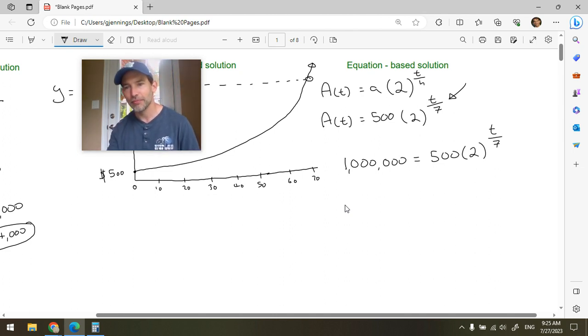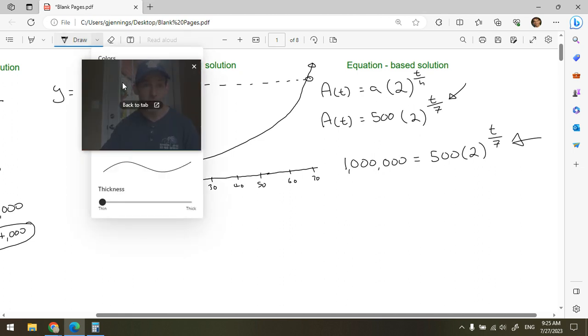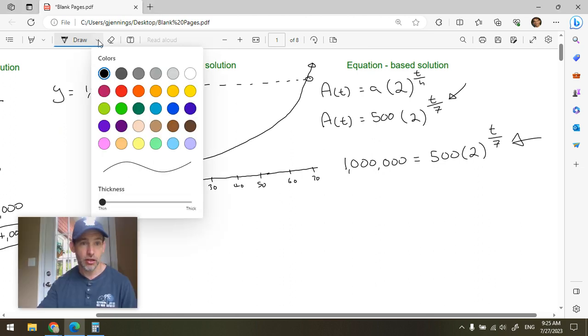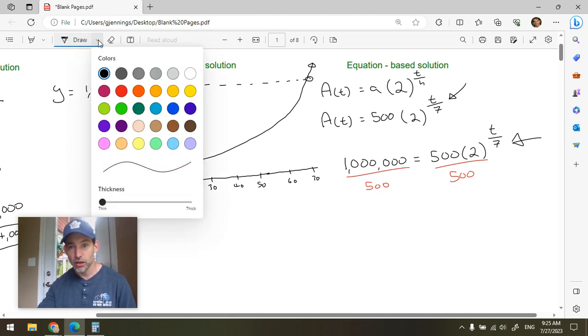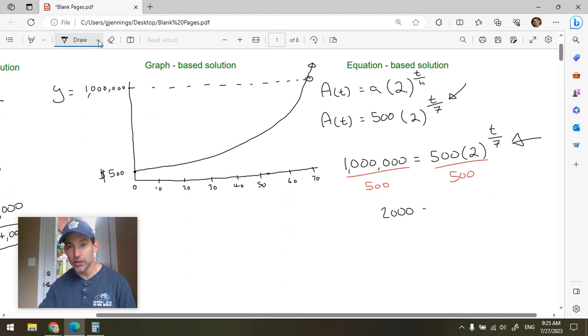So anyway, let's see, how would we solve this? Well, solving any equation, you want to isolate your variable as much as possible. So let's first start by getting out our inverse operation pen, and divide both sides of the equation by 500. That's a move that we can do, right? 1 million divided by 500 is going to be 2,000. So we go back, get our old pen out. 2,000, we want to know when is 2,000 equal to 2 to the power t over 7. All right.